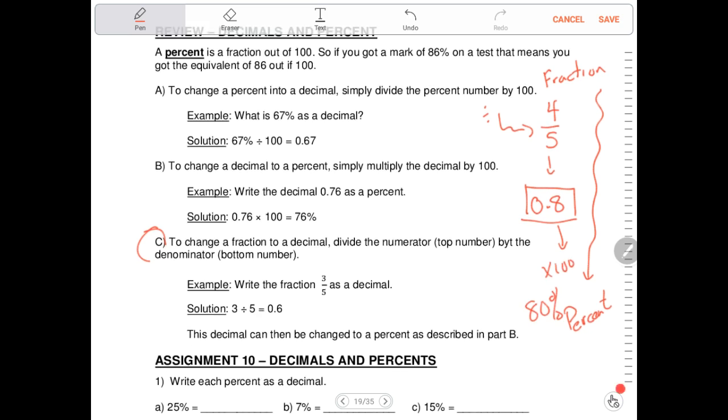Now the questions that come up here that let you practice these skills are very straightforward. They're mostly either calculator work or you know it in your mind. But please get comfortable with how to go from percents to decimals, decimals to percents, and also how to go from a fraction over to a percentage. And you will see very shortly how these skills are applied to working with money.